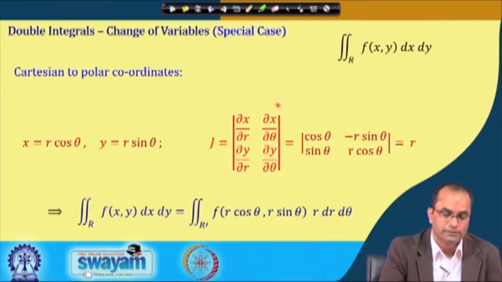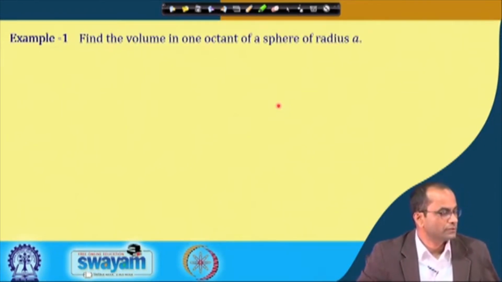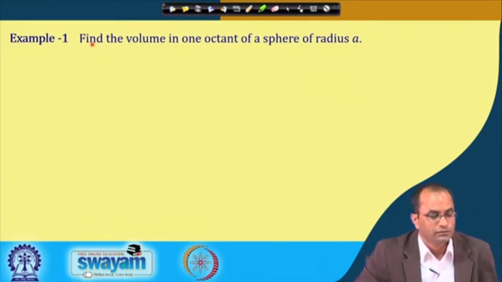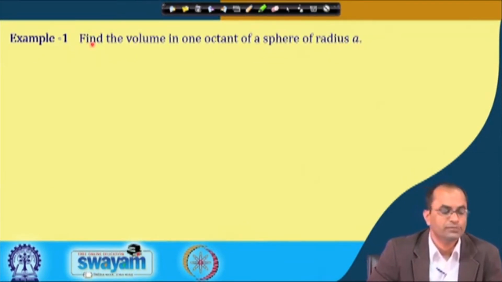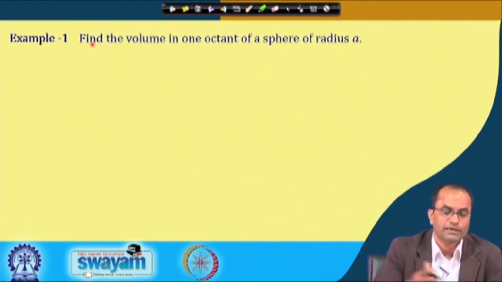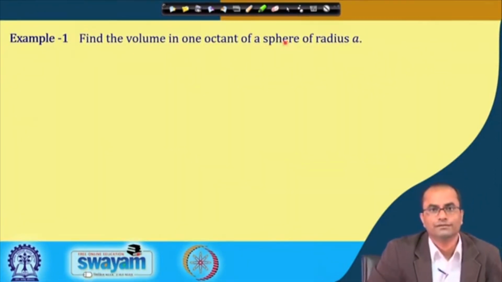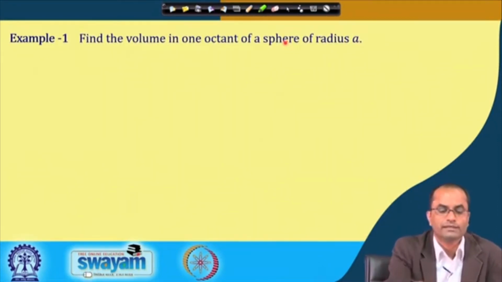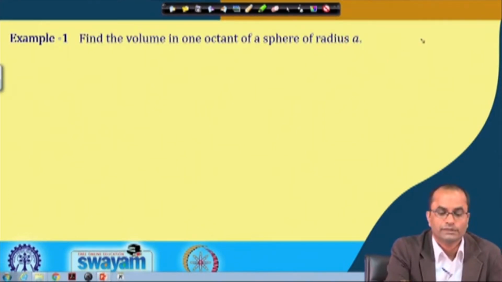So, with this we can go through the examples which we will use now. The first one is to find the volume of one octant of a sphere of radius a. Another very simple example, where we are using the sphere. We know the equation of the sphere, z square in terms of x square and y square, and then here the volume in one octant. So, we are considering basically the first octant here.